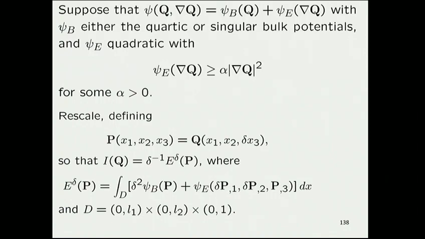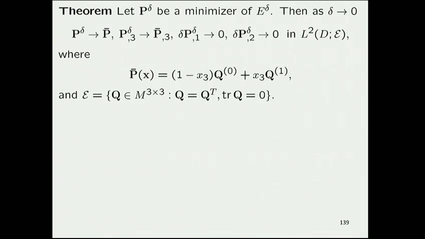Right, so morally, delta is zero in this. Okay, so this goes away, and these two terms go away. So you've just got a convex function of p comma 3, and it's going to have constant values at top and bottom, and so the answer is going to be linear. Right, so you can prove that. If p delta is a minimizer of E delta, then as delta goes to zero, p delta tends to p bar.